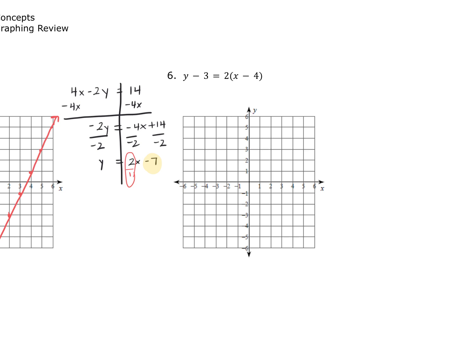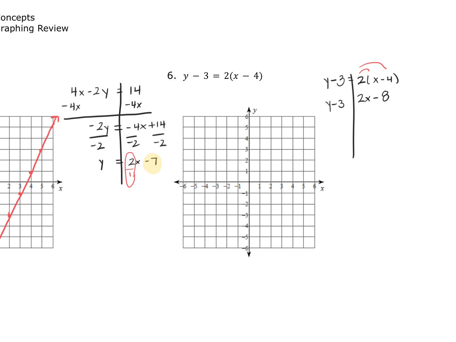Okay, we're going to do the same thing with number 6. So I'm going to rewrite y minus 3 equals 2 out front of my parenthesis, so 2 parenthesis x minus 4. The first thing we're going to have to do on our right side is distribute. So I'm going to distribute that 2 to the x and to the negative 4. So that's going to give me 2x minus 8. So 2 times x is 2x. 2 times negative 4 is negative 8. And I still have this y minus 3 right here.